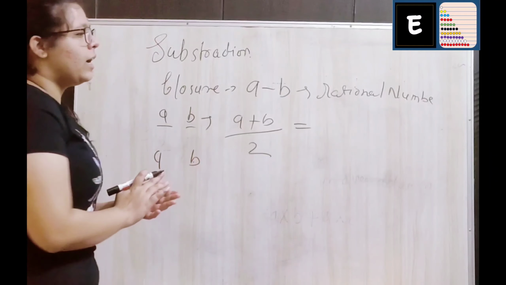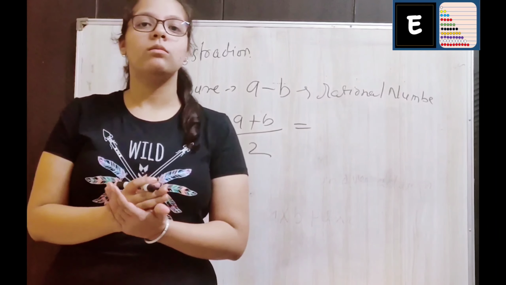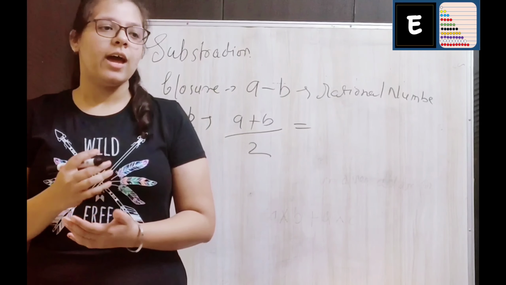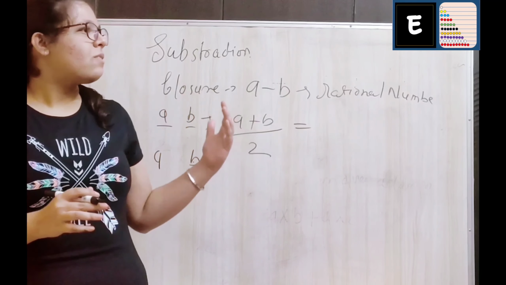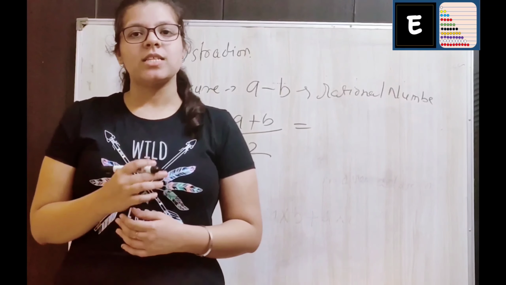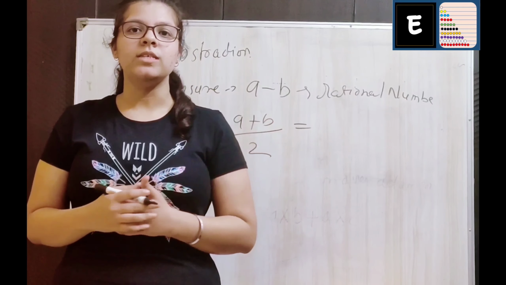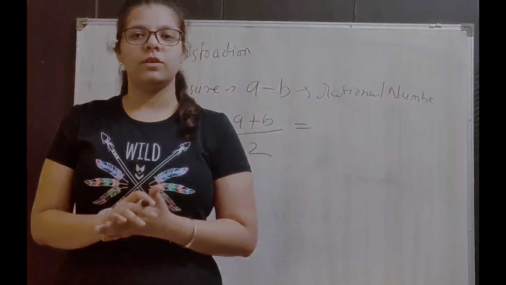Okay, so what we have studied till now: what is whole number, what is natural number, what is integer, what are fractions, and what is rational number, and some properties of rational numbers. In our next lecture, we will continue with some exercises based on these properties. That's all for today.